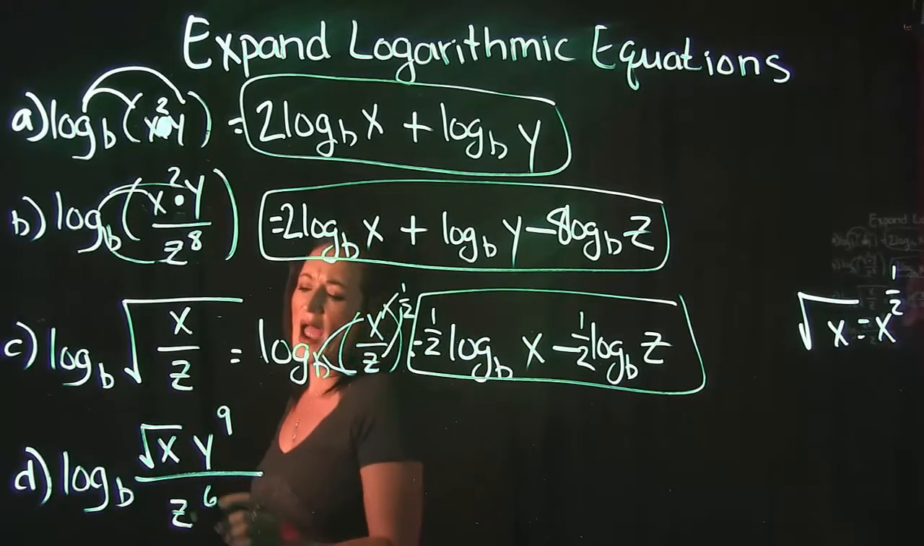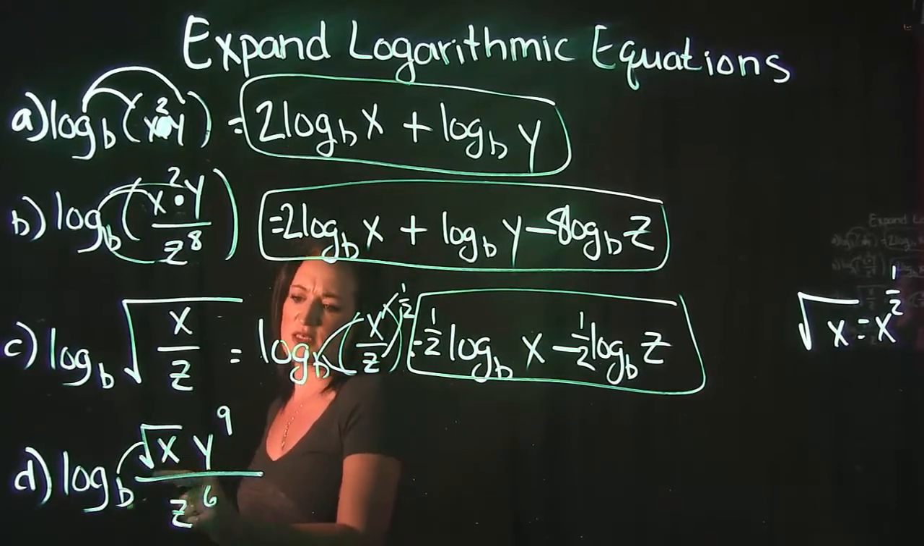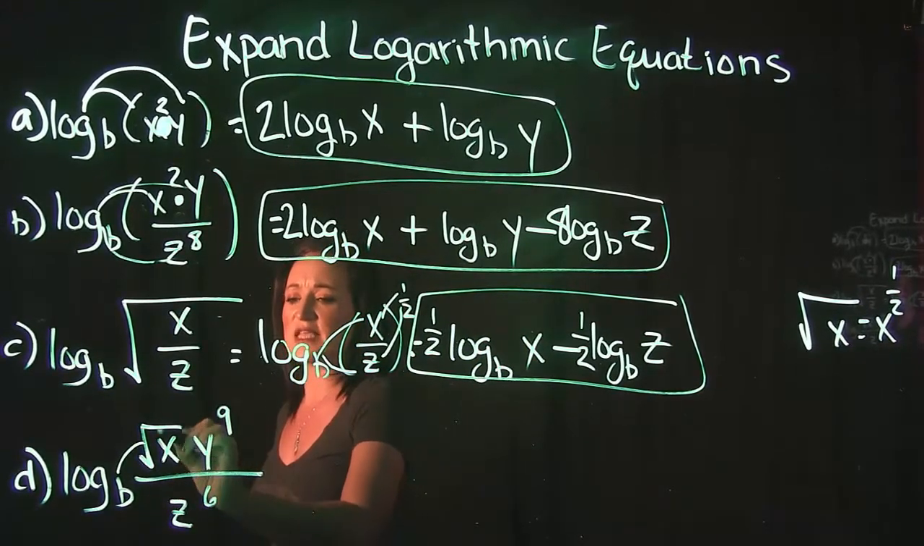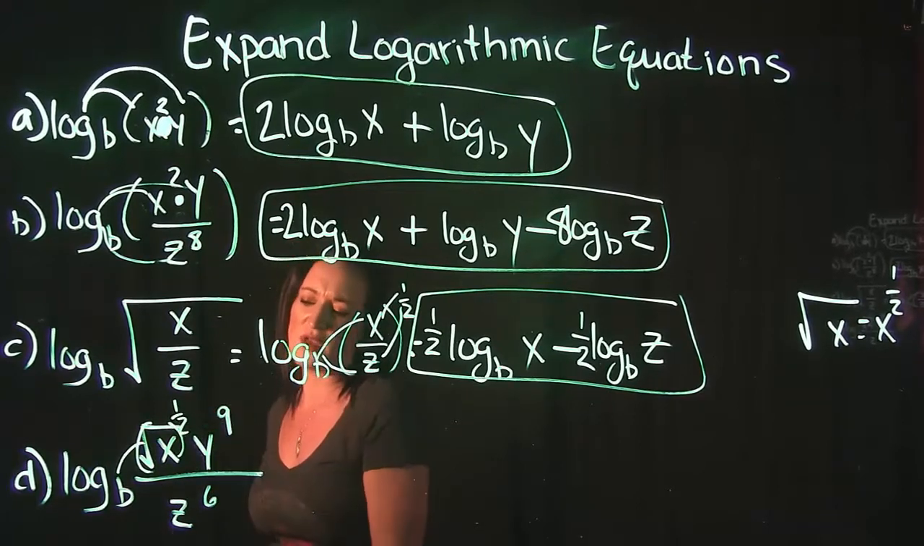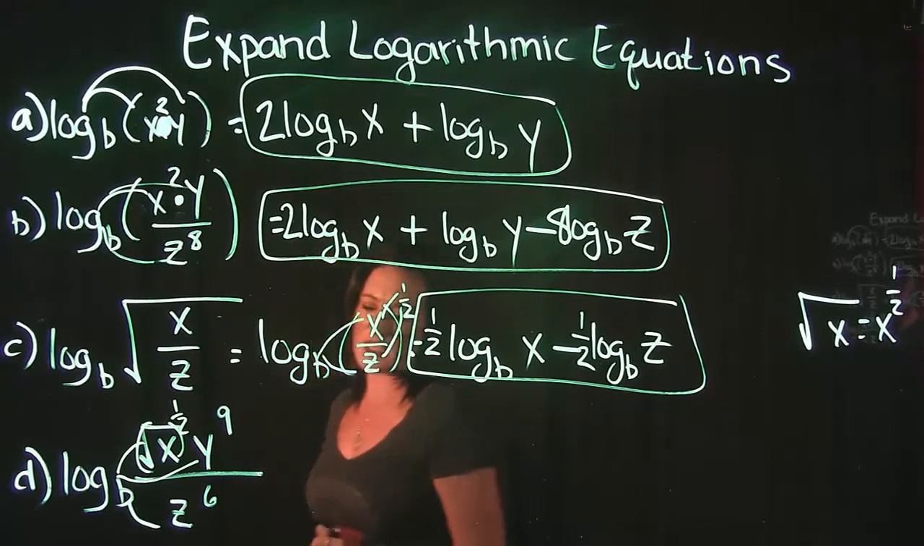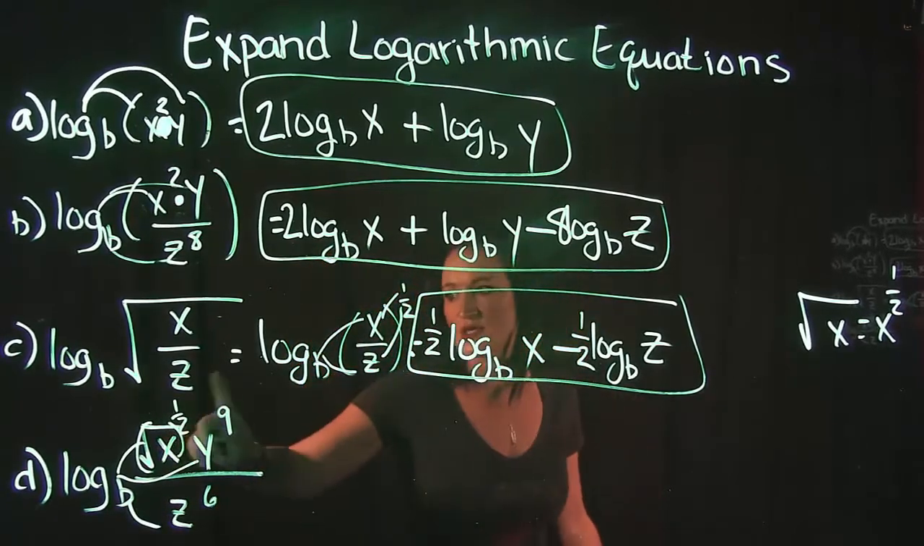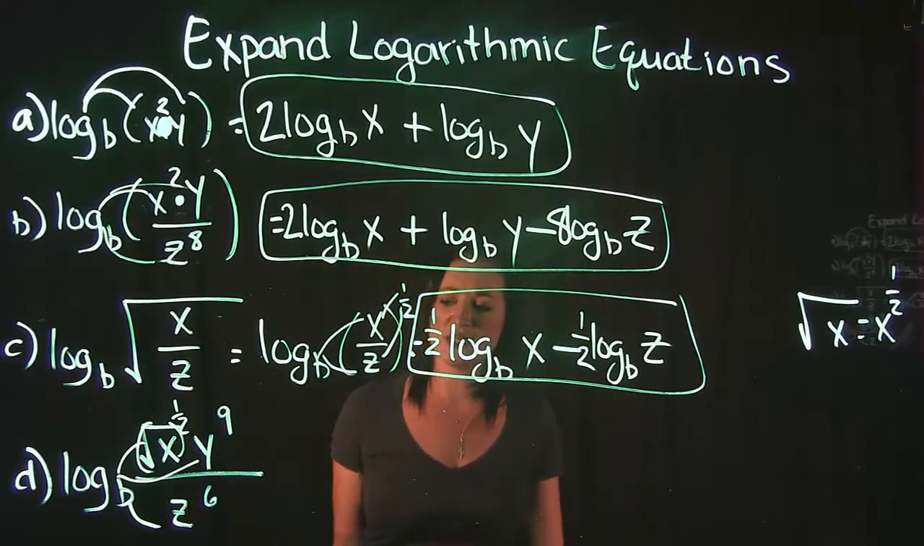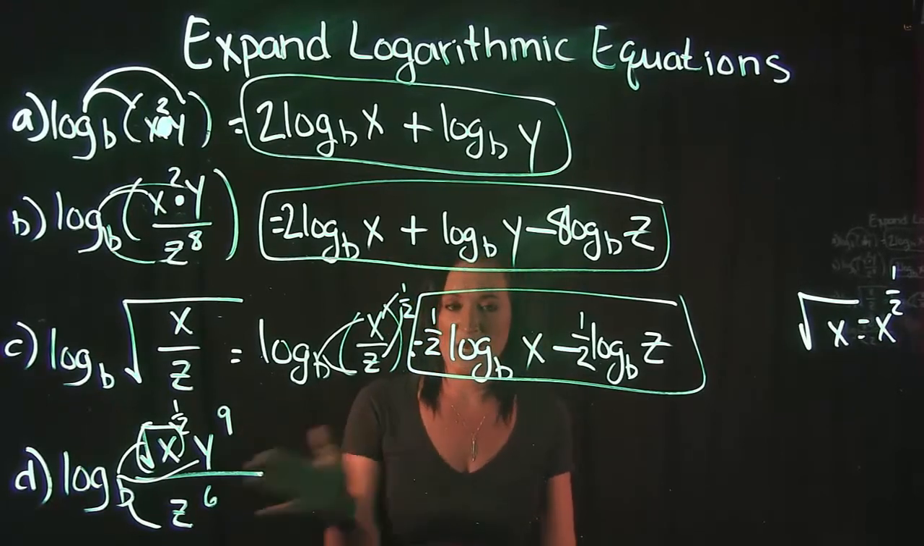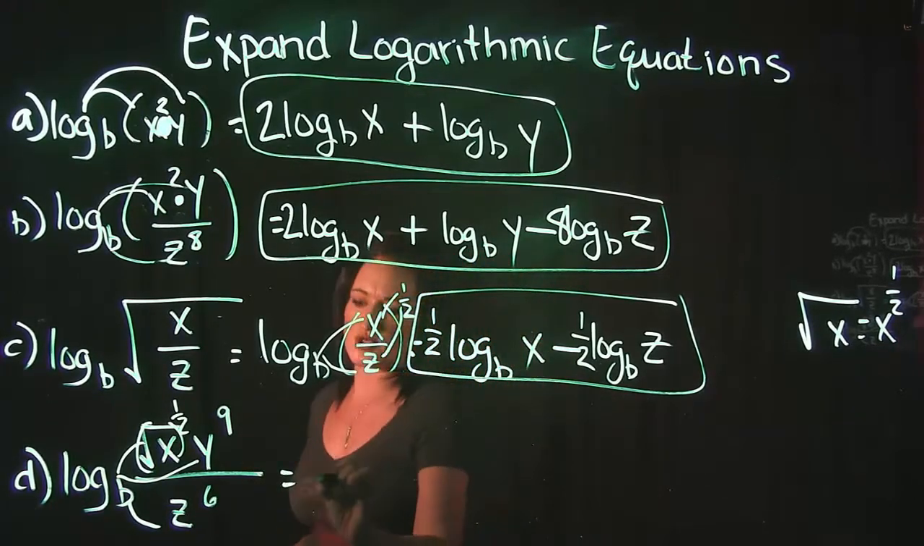Example D. So I have log base b of a square root of x, so remember that's the same thing as x to the 1/2. I have log base b of the y to the 9th, log base b of the z to the 6th. So 1, 2, 3 factors here. That means I'm going to have 3 logs that they're going to separate into.